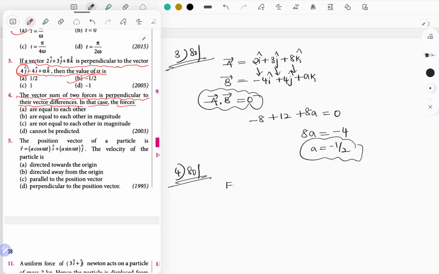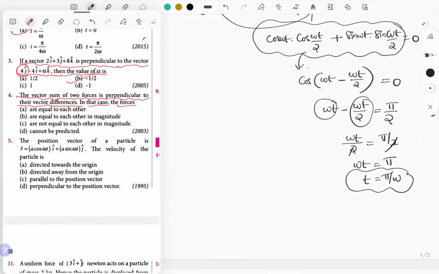The vector sum of forces, let me name that F1 bar plus F2 bar, is perpendicular to the vector difference, that is F1 bar minus F2 bar, so their dot product is equal to 0. Same concept: if two vectors are perpendicular to each other, the dot product of those two vectors is going to be 0.